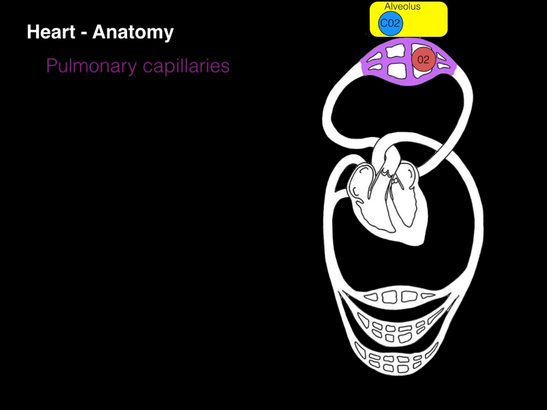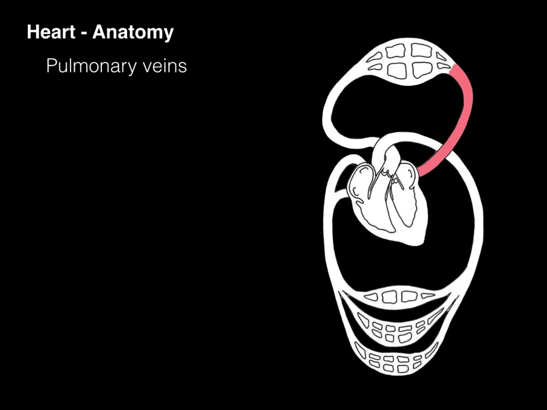So now the blood exiting the pulmonary capillary is oxygenated. And so veins bring blood back to the heart. And so the pulmonary veins bring oxygenated blood into the left atrium, which then goes through the bicuspid valve into the left ventricle, through the aortic valve into the aorta, and into all these systemic arteries.